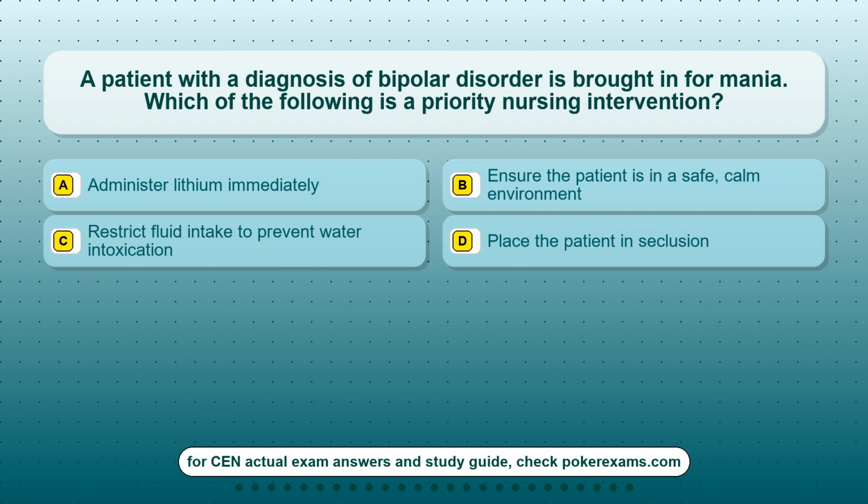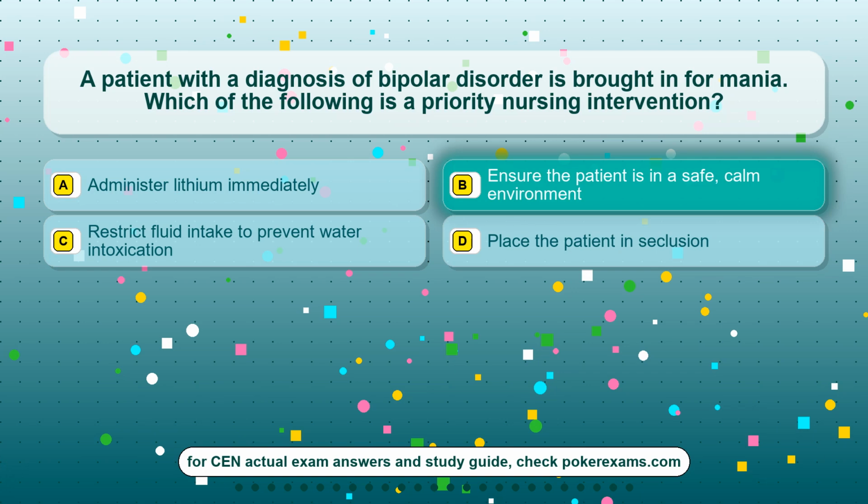Question 11. A patient with a diagnosis of bipolar disorder is brought in for mania. Which of the following is a priority nursing intervention? Option A, administer lithium immediately. Option B, ensure the patient is in a safe, calm environment. Option C, restrict fluid intake to prevent water intoxication. Option D, place the patient in seclusion.